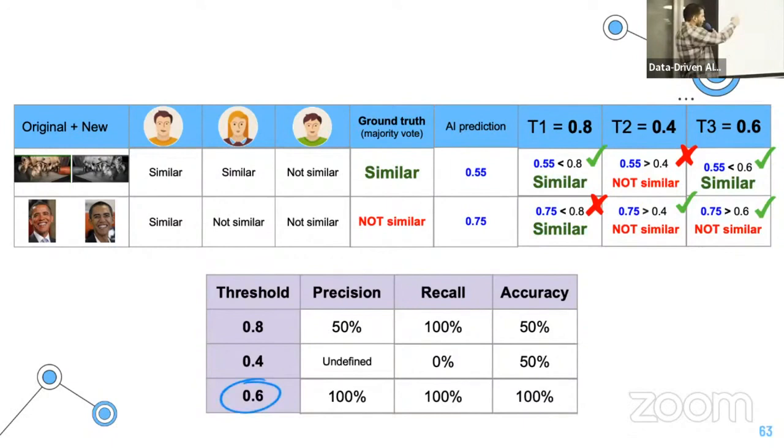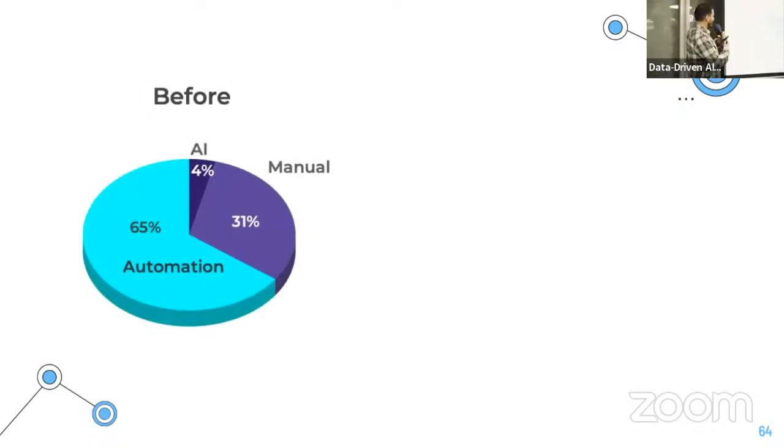So this is a very short introduction to AI metrics. Okay, we have the threshold and we launched. So the impact of this model, let's see it right now. Before the model, 65% of all advertisements were reviewed by automation, 4% by AI, and 31% by manual review.